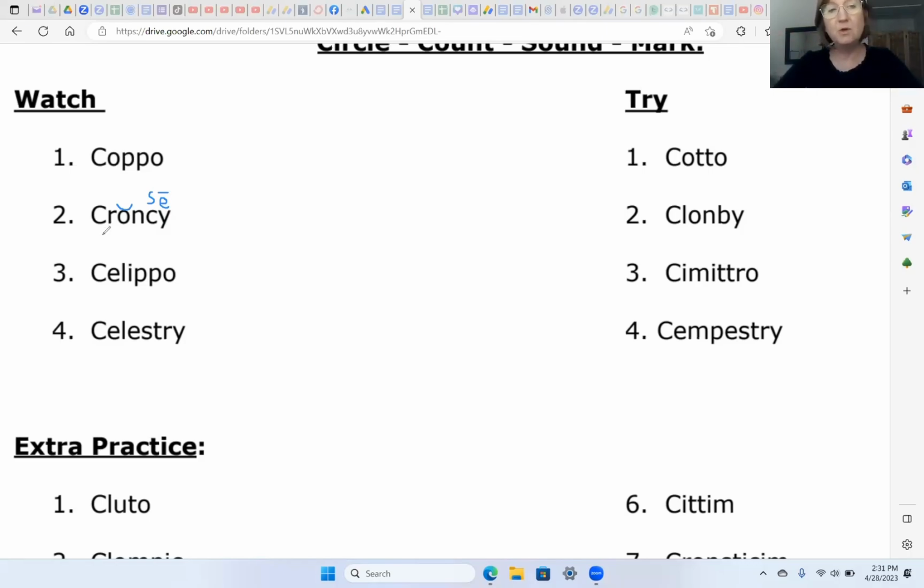So when we pencil read this word, we have croncy. Let's try your number 2 here.